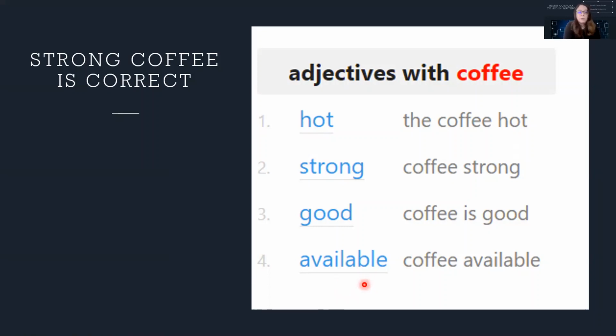So what you could do if you're creating a type of worksheet with your students is, one, choose a choice you know is correct, and two, choose a choice that they usually get confused about, and then have them search for it themselves. But make sure you tell them where to search. So you'd have to tell them, hey, look at adjectives with coffee. Or you can do what I did and just take screenshots and put it into your worksheet or presentation.